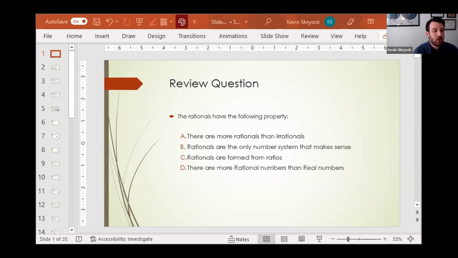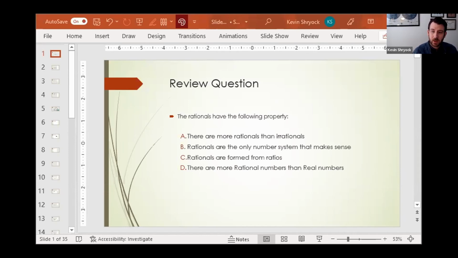Option 2, rationals are the only number system that makes sense. That's where they got their name. That is not where they get their name. In fact, it's from option C. Rationals are formed from ratios. So the rational numbers are your ratio numbers. That's where they get their name. They're the fraction numbers, everything that you can form as a fraction using integers.